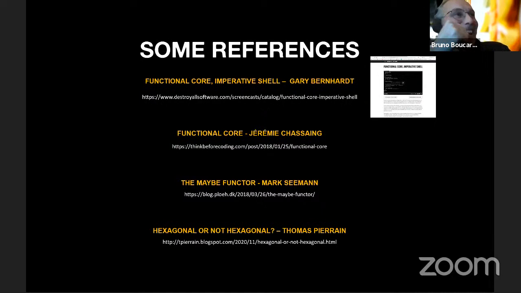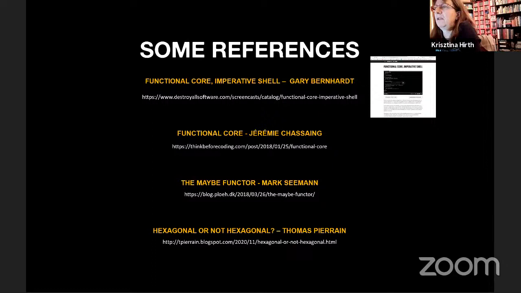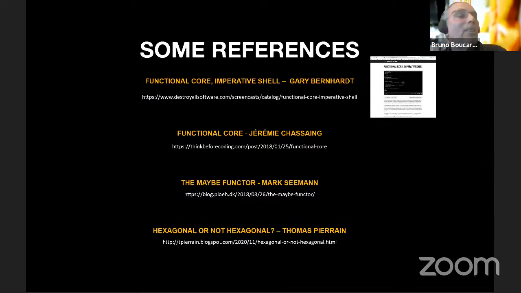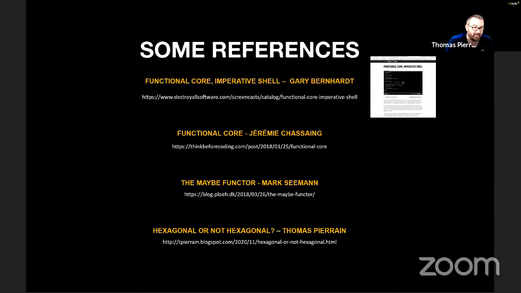Can you please repeat what? The imperative shell has the same level as the application layer of the onion architecture. Okay. Personally, I don't really like that. Onion. Oh, okay. Hexagonal architecture. Bruno, and I will answer after. We disagree on that, but okay.